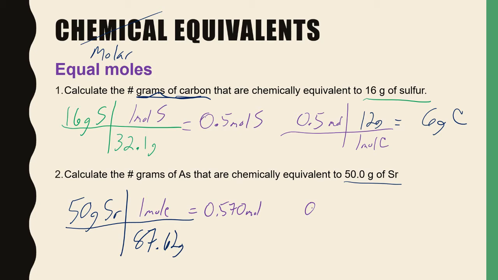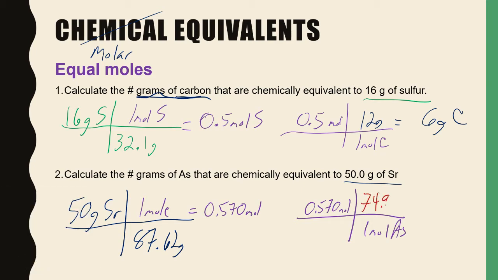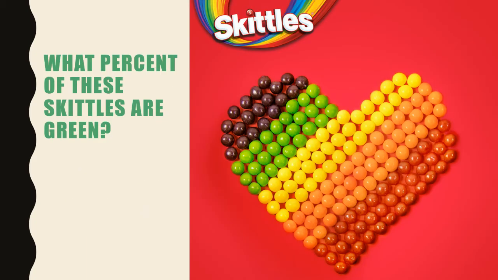And then you convert that moles back to grams of arsenic in this case. And arsenic, which is number 33, is 74.9 grams. So 0.57 times 74.9 is 42.7 grams. So if you have 50 grams of strontium, it's the equivalent of 42.7 grams of arsenic. Ta-da!